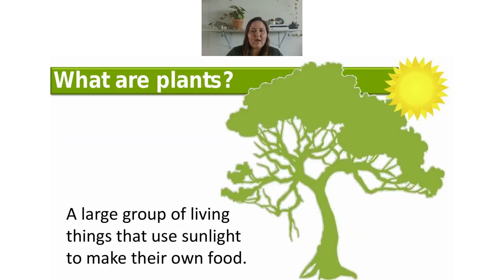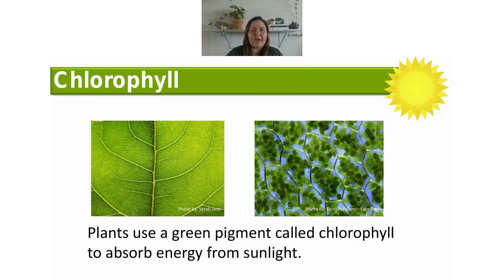So what is a plant? Plants in general are a large group of living things that use sunlight to make their own food through a process called photosynthesis. During that process, plants use a green pigment called chlorophyll to absorb energy from sunlight.